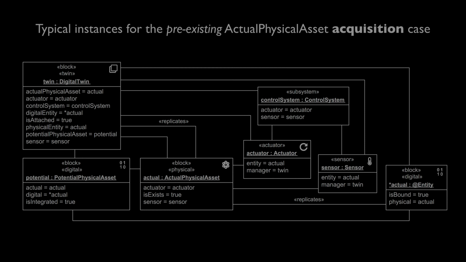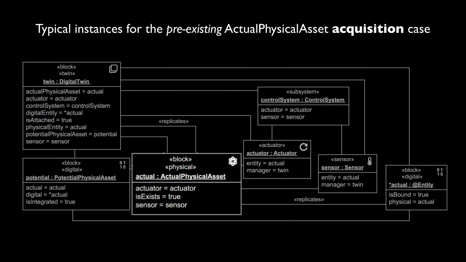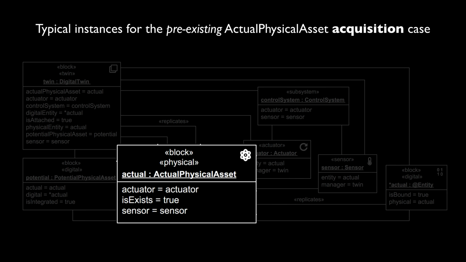This diagram shows instances of the blocks we saw earlier as they might be at the end of the acquisition scenario. We have an actual physical asset that is in the state exists and has been connected to an actuator and a sensor. It is a special case of a physical entity.